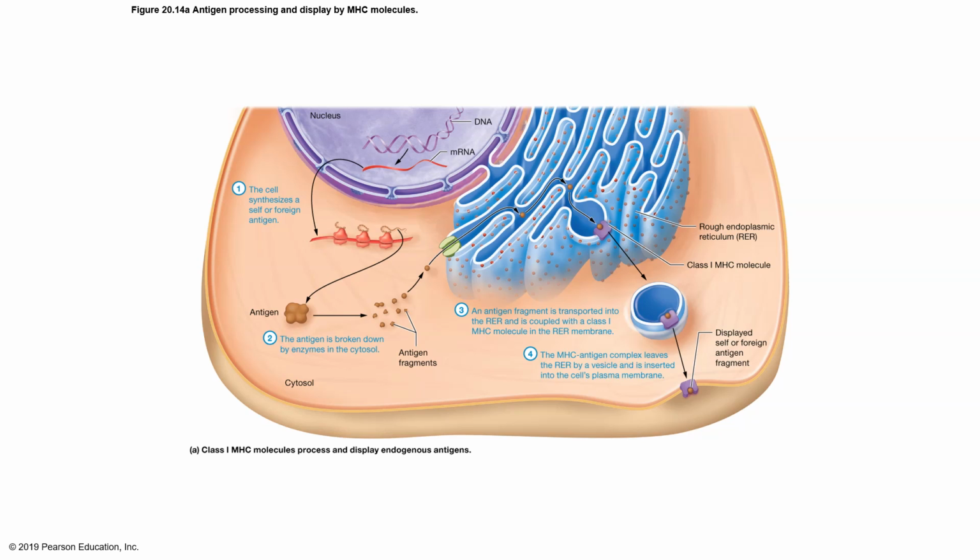Now you've got a displayed self or foreign antigen fragment on this class 1 MHC molecule. So that's how a class 1 MHC molecule will be first processed, and it displays that endogenous antigen. Always remember, class 1 MHC molecules will process and display endogenous antigens. Class 2 will process and display exogenous, which means outside the cell. But these are endogenous, which means they originated inside the diseased cell.